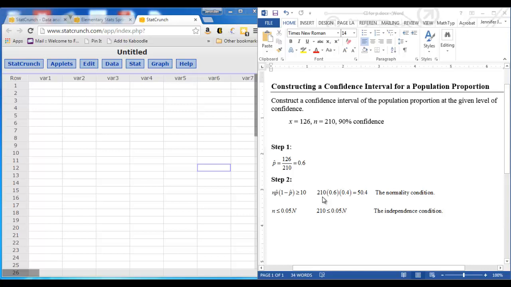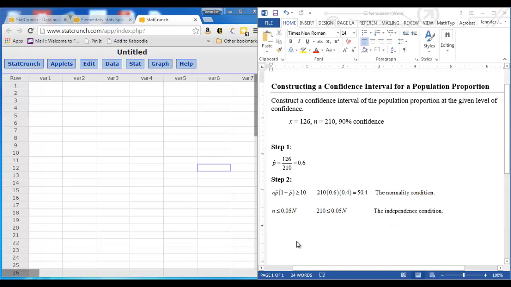So in our case, we sampled 210. Of those 210, 0.6 favored pension reform, which means 0.4 did not favor pension reform. And when we multiply that out, we get 50.4. Since 50.4 is definitely greater than or equal to 10, that means we have satisfied the normality condition for our example. We also have the independence condition.